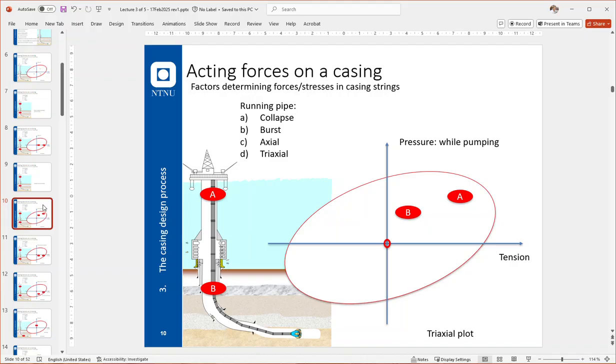If it's pressure testing, it's going to be a little bit different because point B has the additive of the fluid column. So then it will be reversed. The pressure will be higher at point B. But as a triaxial plot, there's more stress in point A regardless.